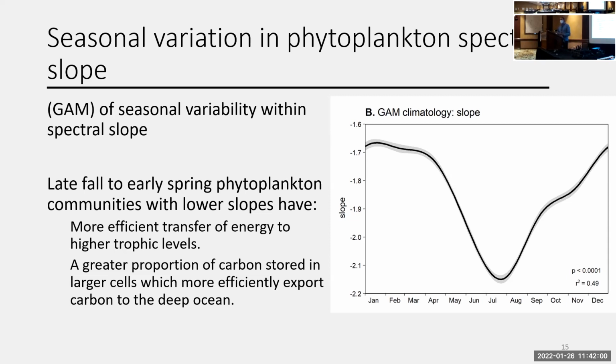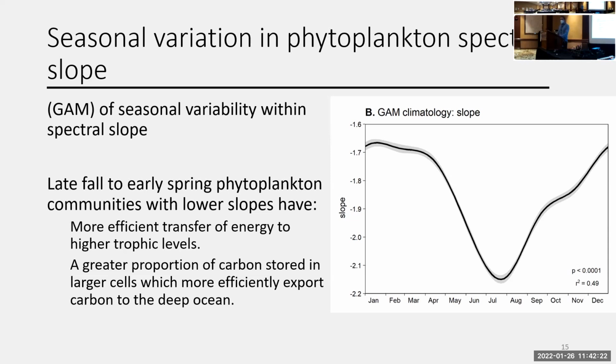That will have impacts on how the phytoplankton community engages within its environment. These winter communities will allow for more efficient transfer of energy to higher trophic levels, with these food webs being shorter, and a greater proportion of the carbon will be stored within the larger cell sizes. So it will have impacts on how this phytoplankton community transports and stores carbon.